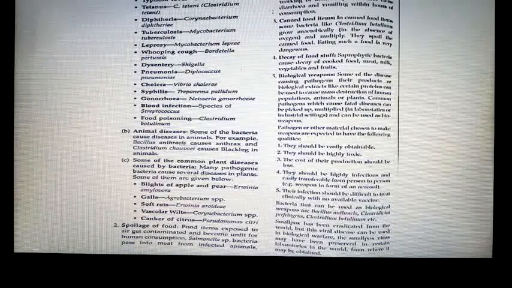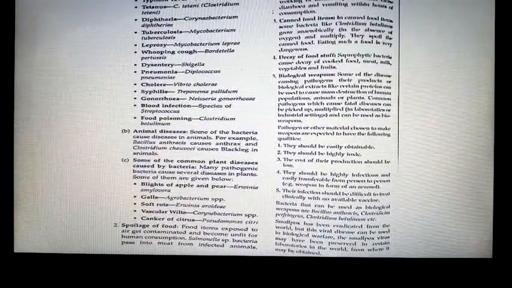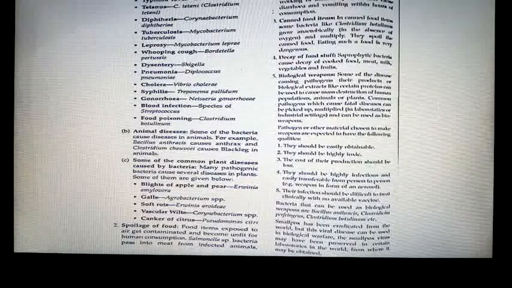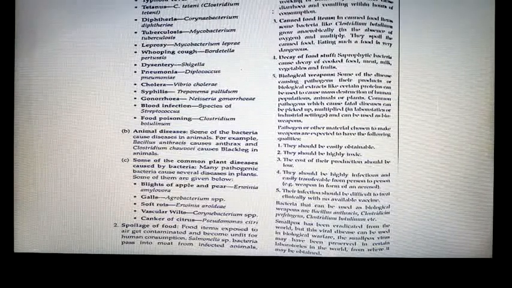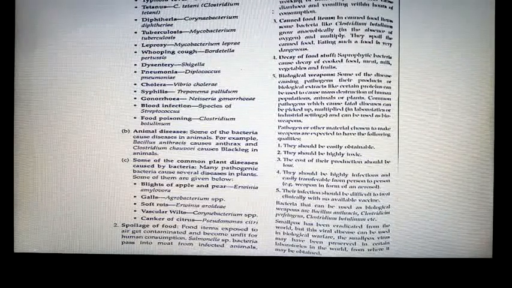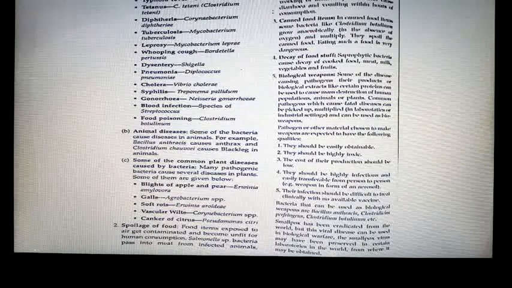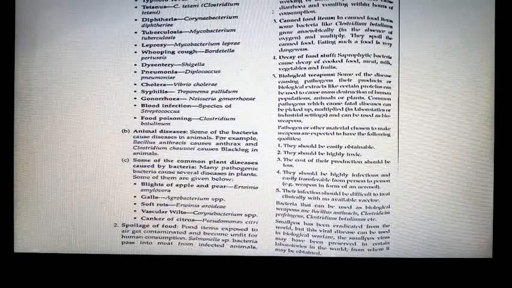So diseases in humans. For the first part, we are learning diseases, isn't it? Many diseases are there, but here we are only going to mention a few. First I will say the disease name and then the causative organism. Typhoid fever, Salmonella typhosa; tetanus, Clostridium tetani; diphtheria, Corynebacterium diphtheriae; tuberculosis, Mycobacterium tuberculosis; leprosy, Mycobacterium leprae; whooping cough, Bordetella pertussis. That is why whooping cough is also called pertussis. Dysentery, Shigella; pneumonia, Diplococcus pneumoniae; cholera, Vibrio cholerae; syphilis, Treponema pallidum.